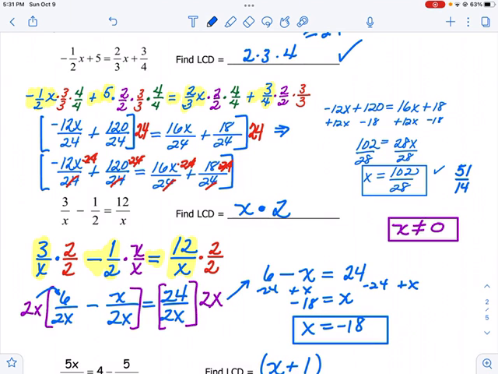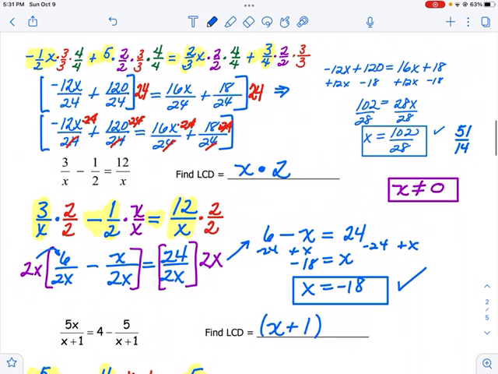There's your solution. And if you check it out, 3 over negative 18 is negative 1/6, and negative 1/6 minus 1/2. So that has to be 12 over negative 18, and 12 over negative 18 has to be equal to negative 1/6 minus 1/12. You can do the math and it checks out.